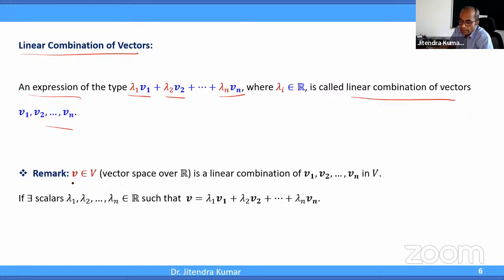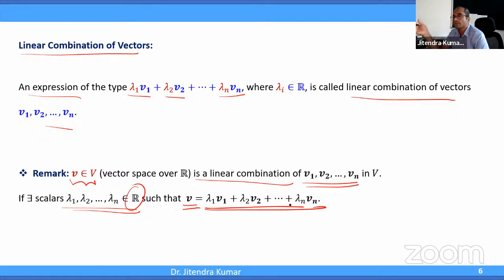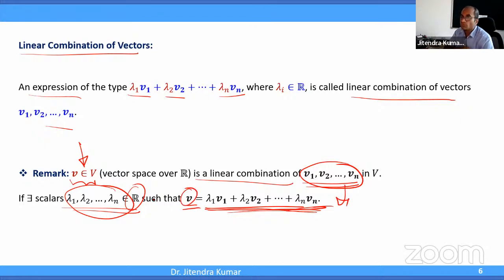Just a remark: a vector v belonging to the vector space V over R is a linear combination of v1, v2, v3, ..., vn if there exist scalars from the field R such that v can be written as a linear combination of these vectors. So we call v a linear combination of these vectors if there exist scalars lambda i such that the linear combination of these vectors gives you v.